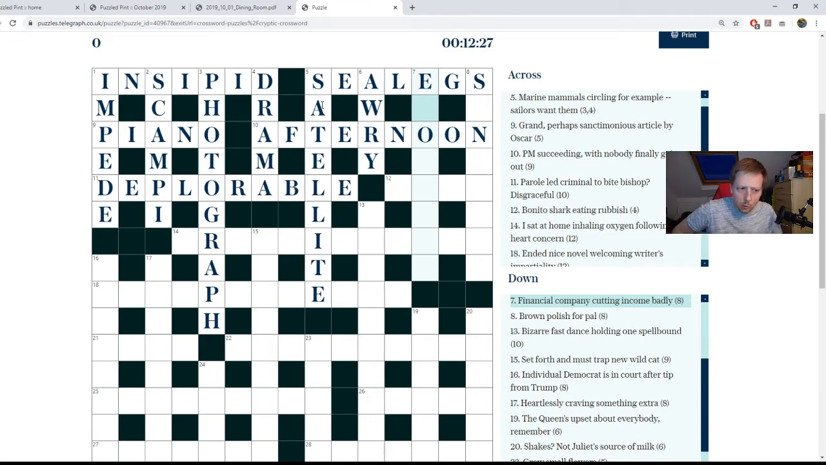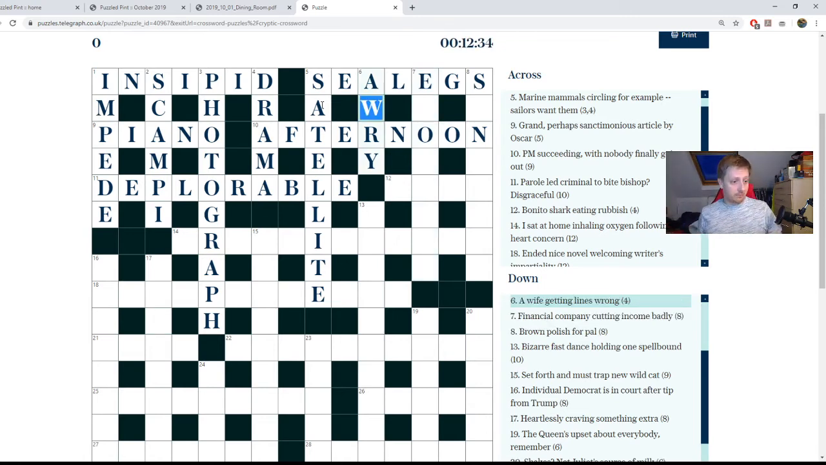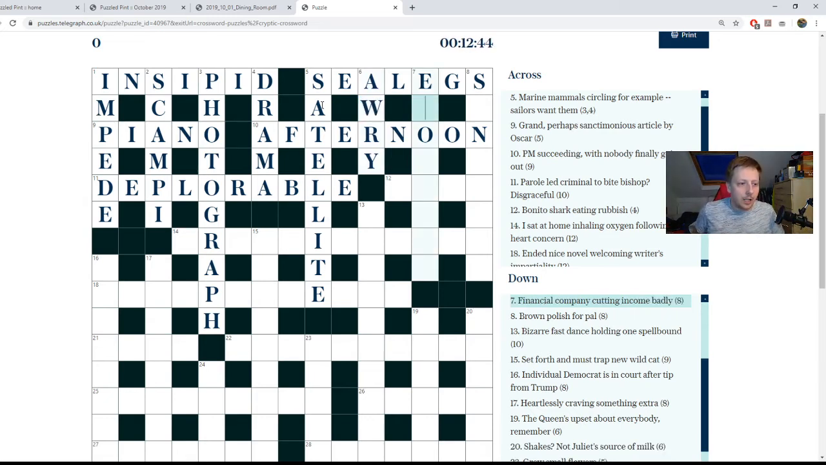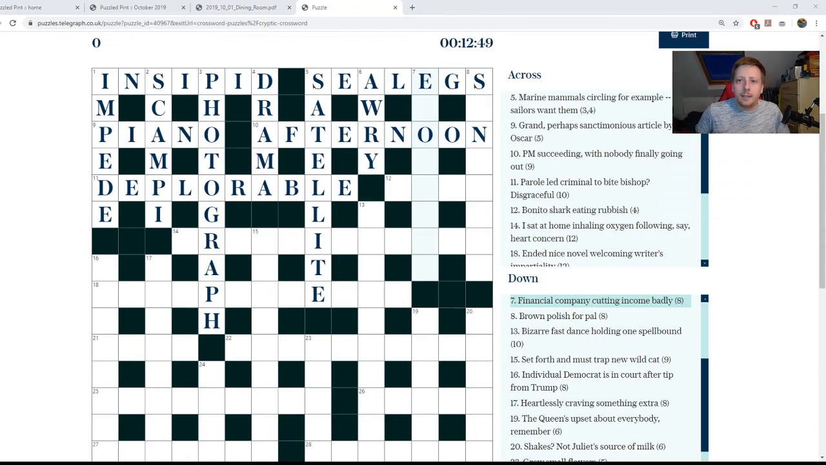7 down. Financial company cutting income badly. Oh, it's not a homophone, that one, catnip. I'll just quickly go to that. A wife is AW, and then lines stands for railway here. Pardon me, in train, so that's RY. Well, this is a prescient clue. Railway company cutting income badly. Let's put me back up there. Well, okay. Okay, I know how it works. I just need to work out what it is.